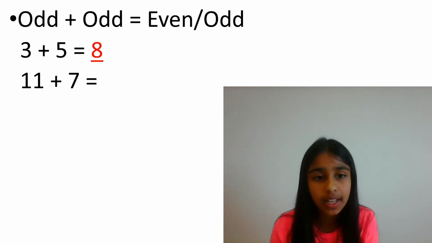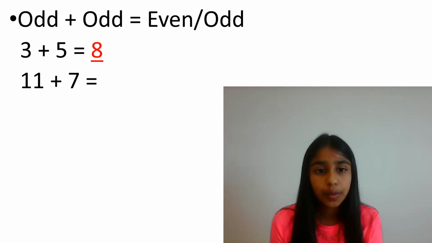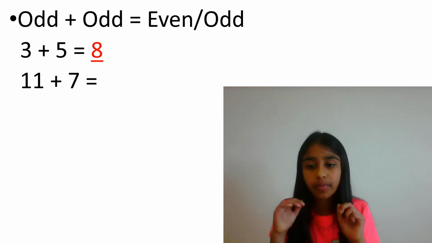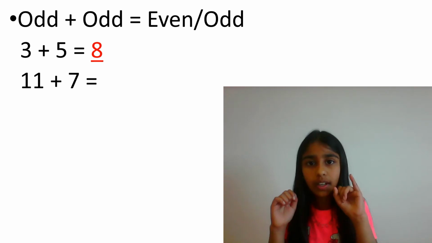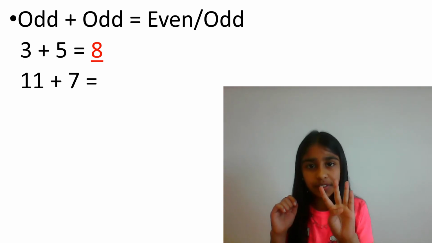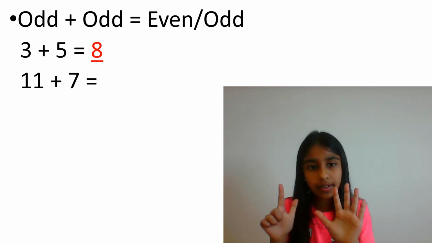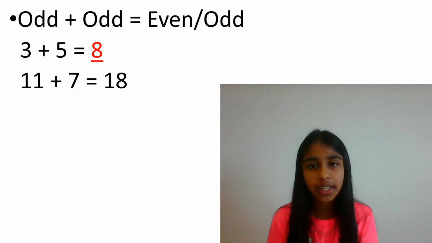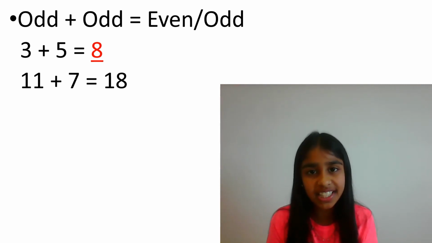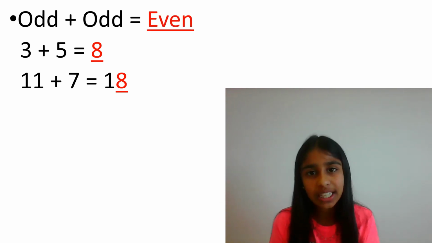Another example is 11 add 7. 11 is an odd number and 7 is an odd number. So 11 add 7. 11, 12, 13, 14, 15, 16, 17, 18. So the answer is 18. When we go to the second digit, 8, we know that 8 is an even number. So 18 is an even number. Now we know that odd add odd equals even.